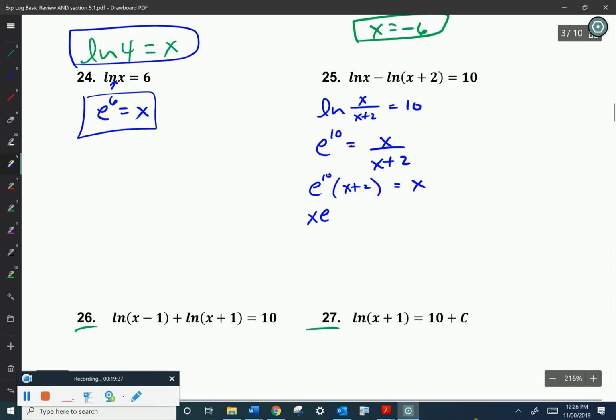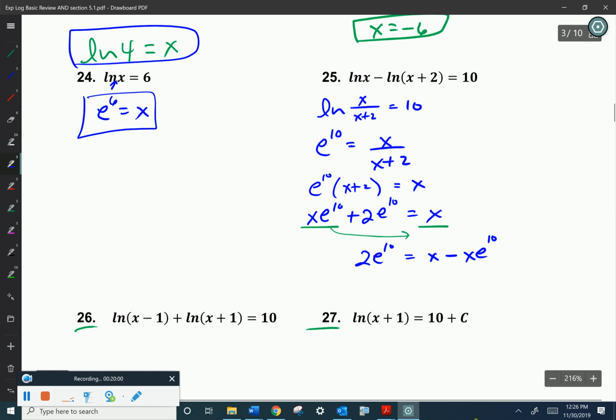So x times e to the 10th, remember e to the 10th is just a constant, plus 2 times e to the 10th equals x. Well, I have two x terms. This is an x term, and this is an x term. I want those on the same side, so I'm going to move this one over and subtract it. So on the left, I already had the x. Now I'm subtracting x times e to the 10th, and what I have on the other side is just the 2e to the 10th.